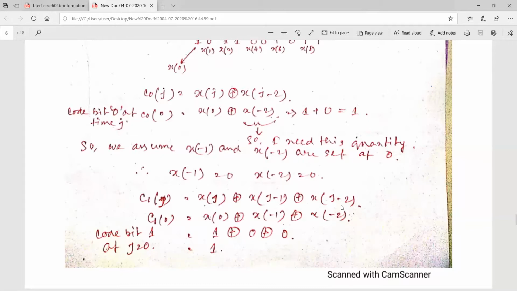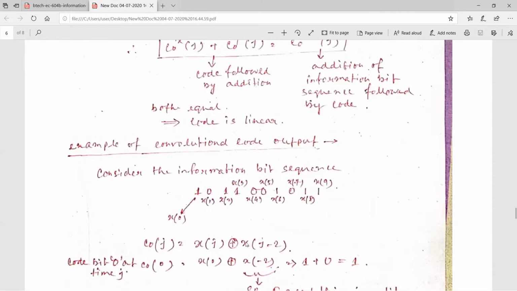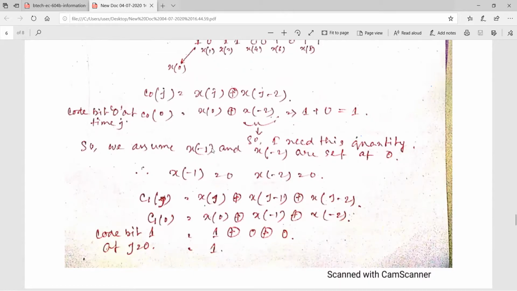So this is defined previously. So we have to just replace the value from the information bit which is also given to you. So C00 is done.